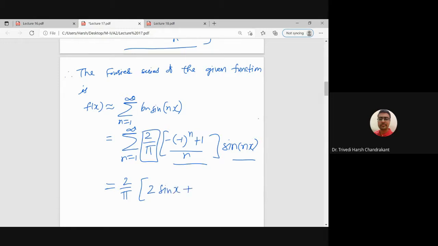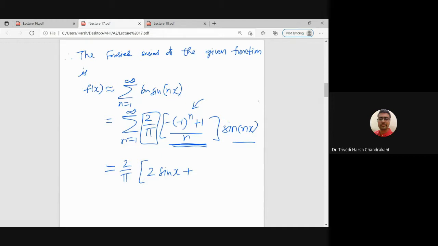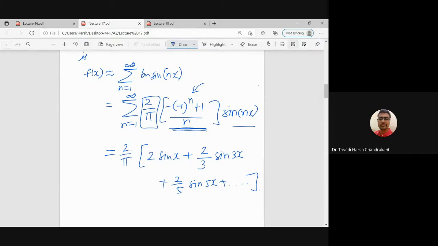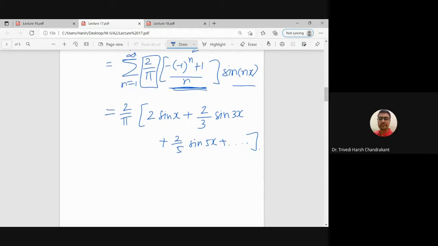So we get sine x, plus we substitute n equals 2. So we get minus 1 power 2 is 1, so that will cancel out, right? So the numerator will be 0 for n equals 2. That means the sine 2x term will not be there in the series. The next term will be for n equals 3, where in the numerator we get 2 and the denominator will be 3, and sine 3x, plus the next term will be 2 divided by 5 sine 5x onwards. So the even sine terms are cancelling because of this numerator formula, depending on whether n is odd or n is even. Fine. So this is the first example.